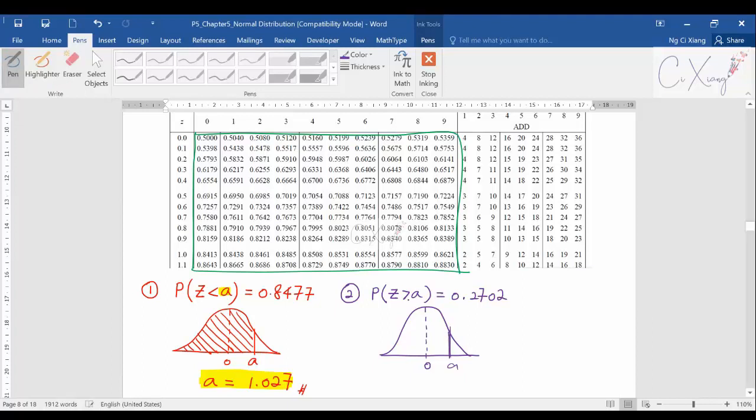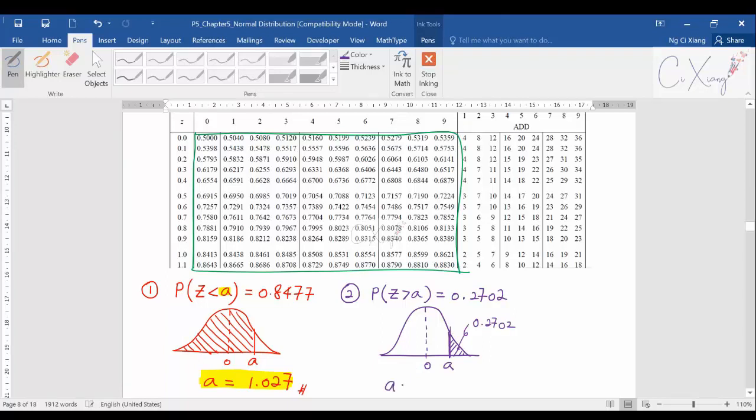Okay, and the area that they want us to find out for this one is this part. So that means the value of the area is 0.2702. Okay, so my A will be on the positive side. So make sure you draw this graph correctly. If let's say it is wrong, then your answer might be wrong also.